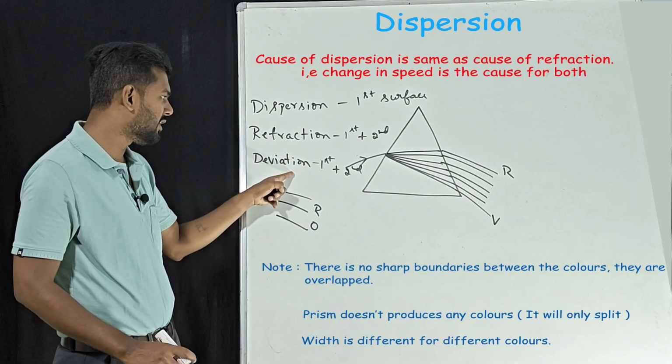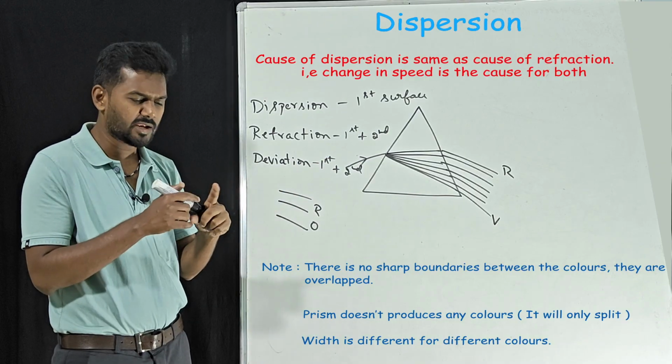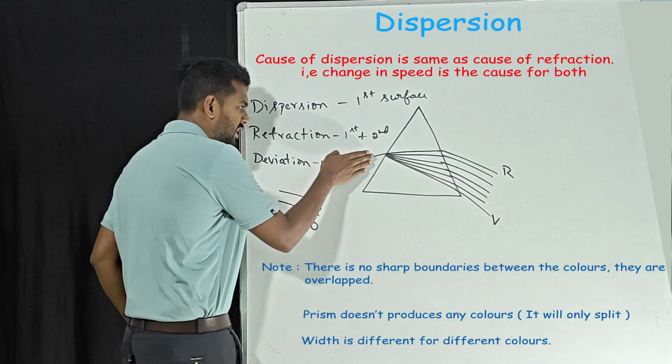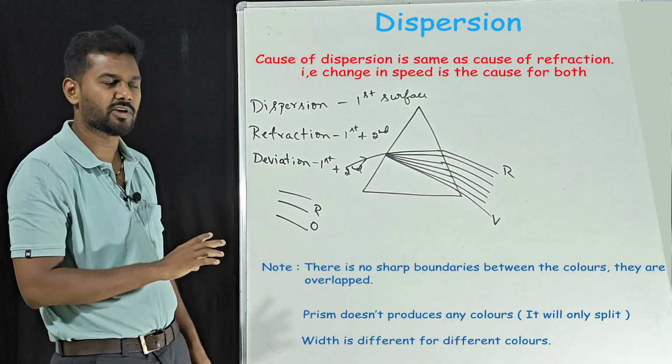Next, refraction and deviation occur at both the surfaces. Because what do you mean by refraction? Change in angle. There is a change in angle, and again there is a change in angle, two times, at both the surfaces.